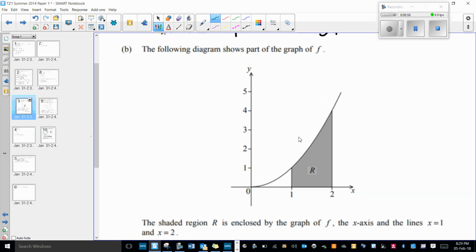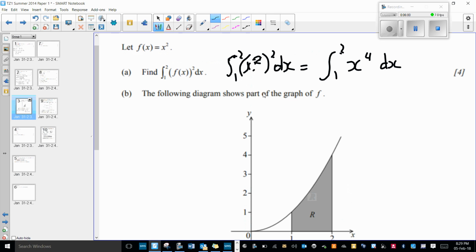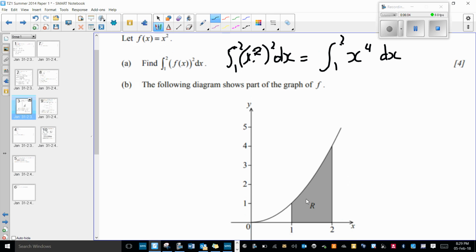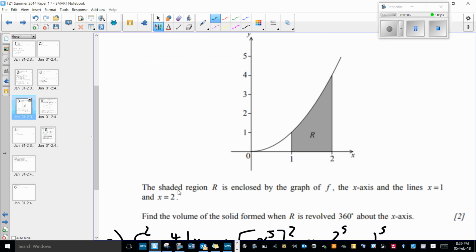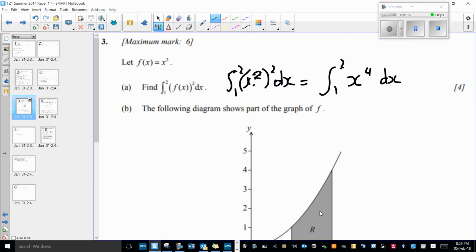Right, the following diagram shows part of the graph. Okay, so we're looking at between 1 and 2. The shaded region is enclosed by the graph. Find the volume of the solid formed when R is revolved 360 degrees around the x-axis. Now you'll notice here that this first part was worth 4 marks. This formula here is showing it's the definite integral of f(x) all squared.